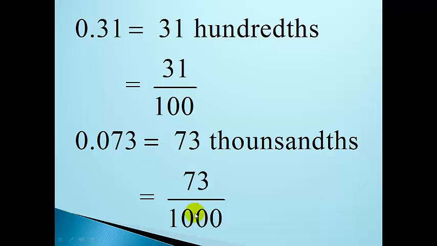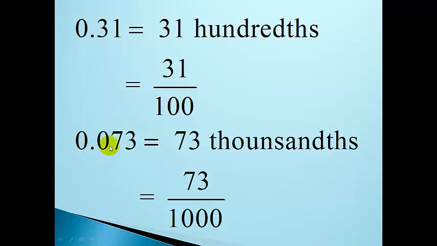Now, if you look at the trend, if you look at 0.31, you can see that it's equal to 31, that is the number, divided by 100, because you have two decimal places. That is why you have two zeros, and the 1 is constant. So 0.31 is equal to 31 over 100, where the number of decimal places determines the number of zeros.